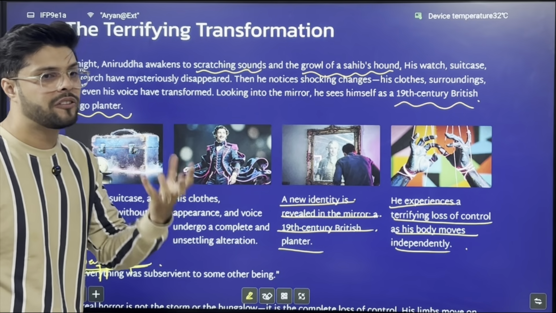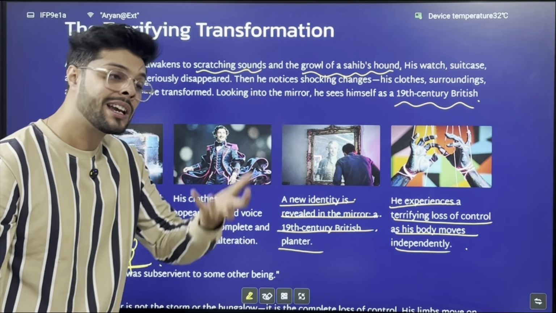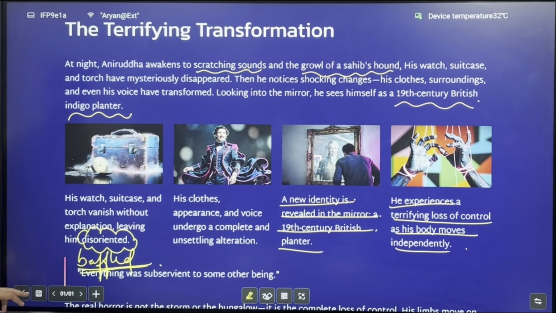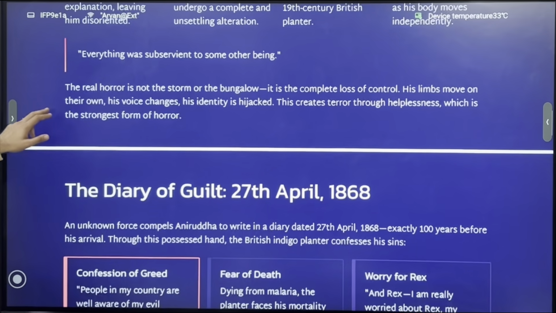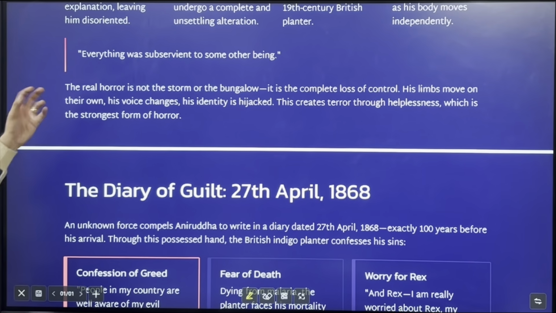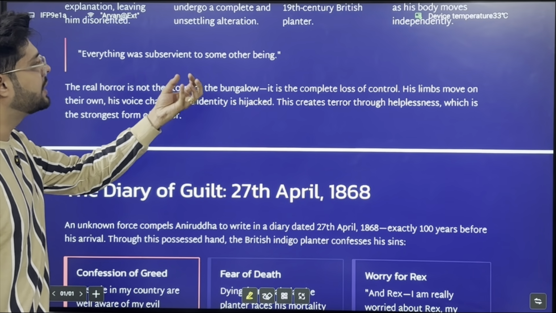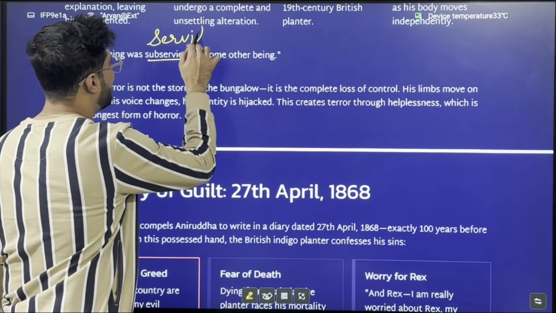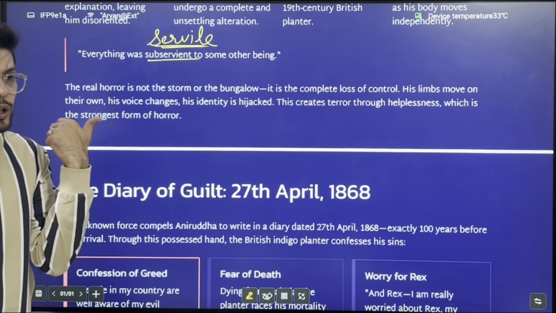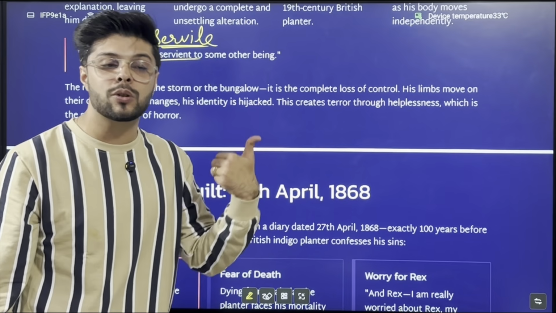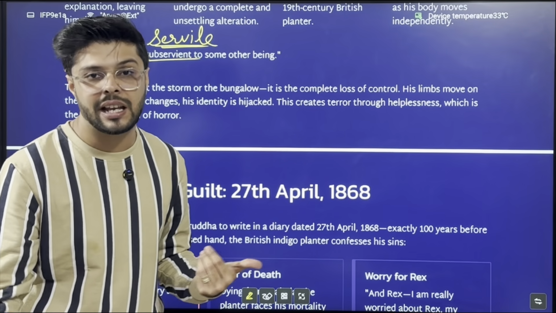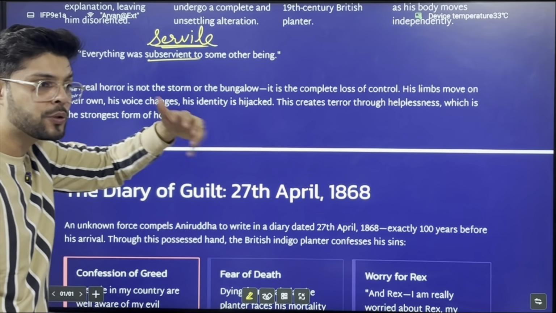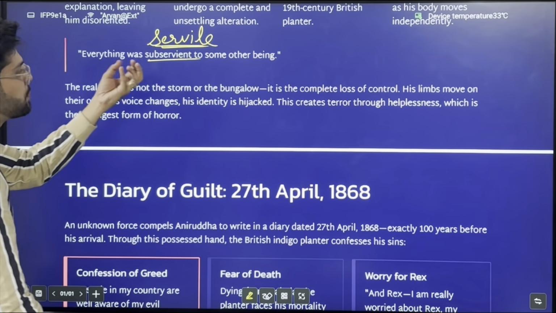That is what metamorphosis means, where you are possessed yet you are aware of what is happening with you. So his body starts operating independently, where everything was subservient to some other being. Subservient is basically servile behavior, as if although your mind did not want to perform those things, it was not under your control and your body kept doing them. As if you are a puppet and somebody else is possessing you and making you do things. That is subservient.